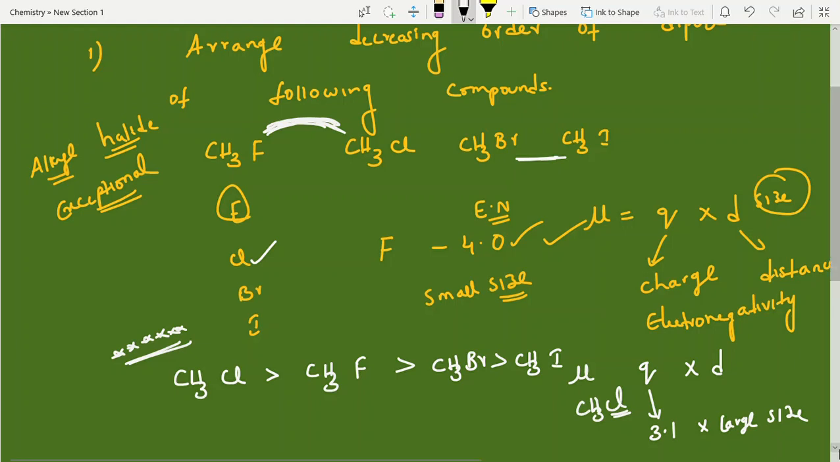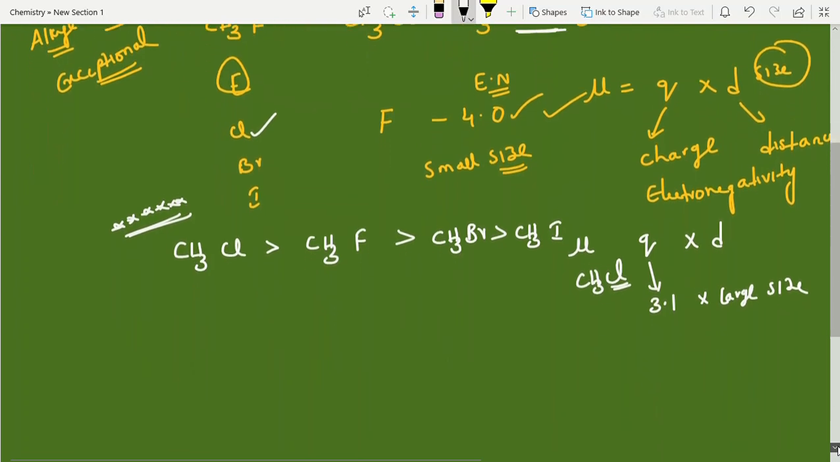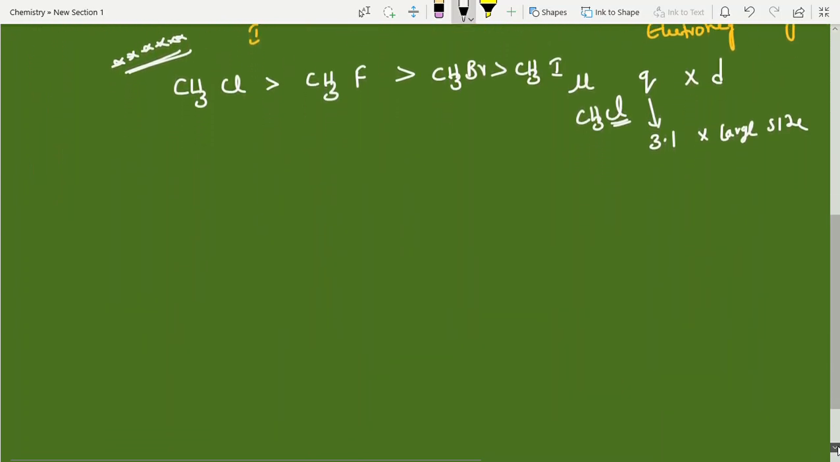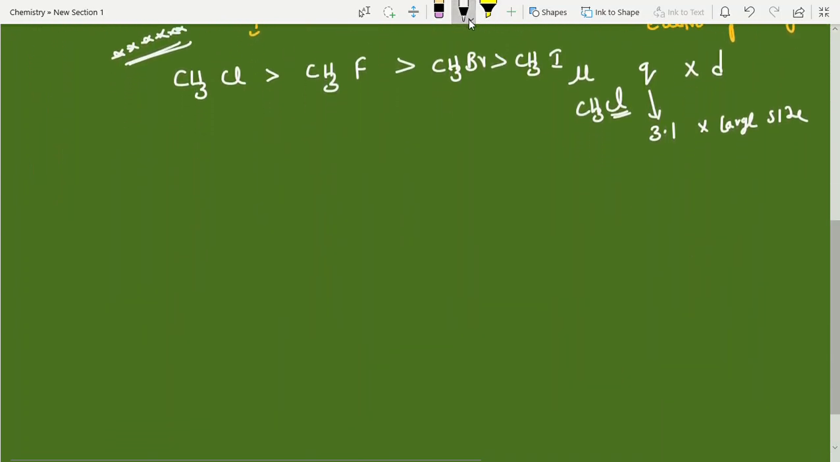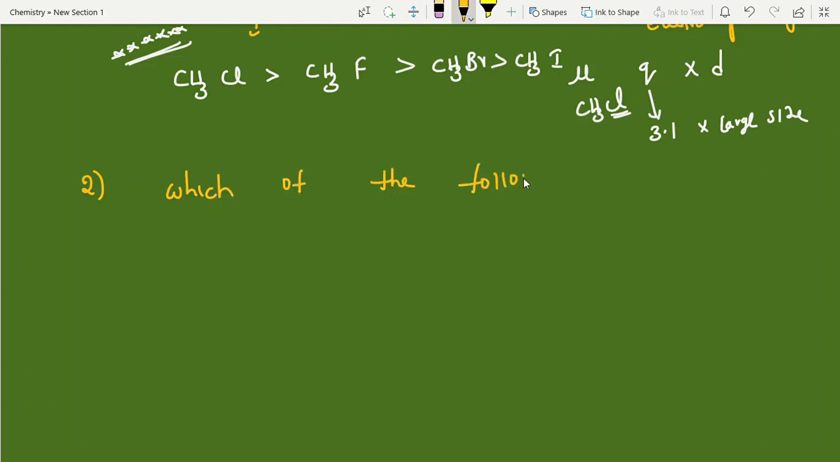Now, question 2, it's easy. So, try to give the answer. Which of the following is least polar? Why have I selected this question? It is the easiest question. But the thing is, students are not reading properly. Which of the following is least polar? They are not reading the word least. They just read polar and go for the selection of the answer. If you go like this, you get it wrong.